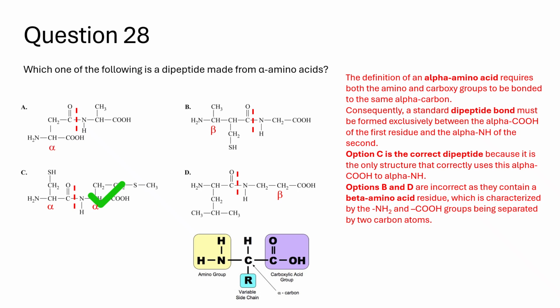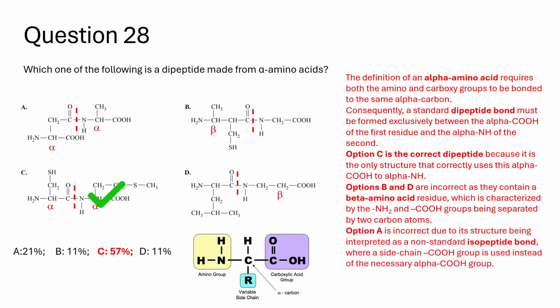Option A is incorrect due to its structure being interpreted as a non-standard isopeptide bond, where a side chain COOH group is used instead of the necessary alpha COOH group.